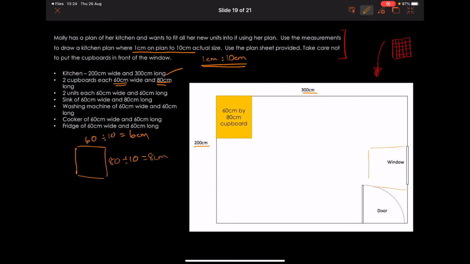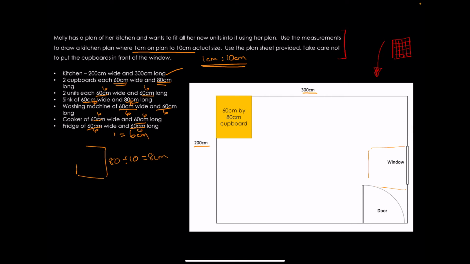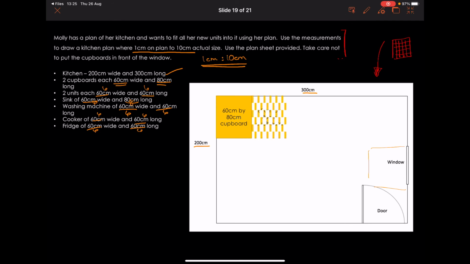Now, because you've done that, we then can see that these units here are going to be 6 by 6. This one's going to be 6 by 8. This one's going to be 6 by 6. So is this one, and so is this one. Sometimes a question might tell you that they want a certain amount of space around something, and you've got to work out how many centimetres that would be and make sure you leave that much of a gap. All right. But in this case, we can just add in our cupboards now.